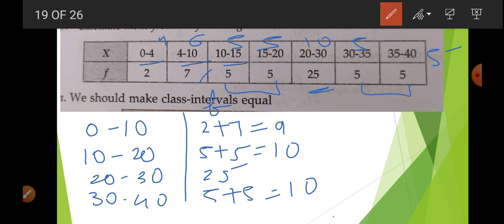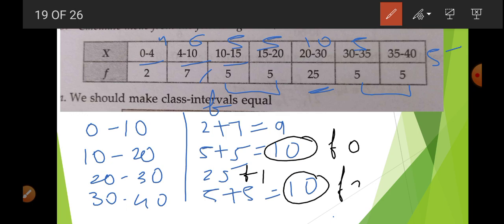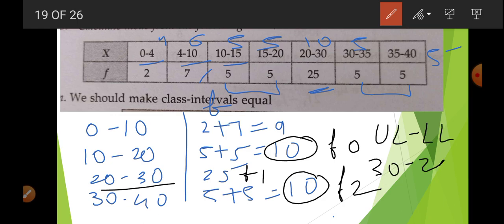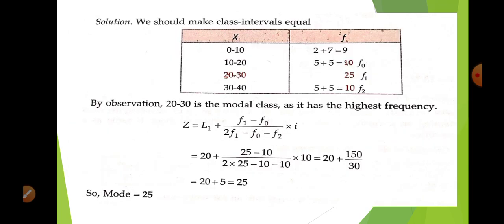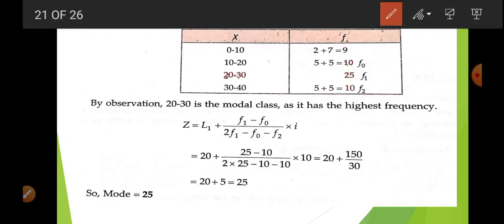Here 20 to 30 appears the maximum number of times. So this is your f1, this is your f0 and this is your f2. Okay, and h is the upper limit minus the lower limit, that is 30 minus 20, so it becomes 10. Okay, so all the values you are getting here. Now here we are going to put all these values, and when we solve we get the answer 25.